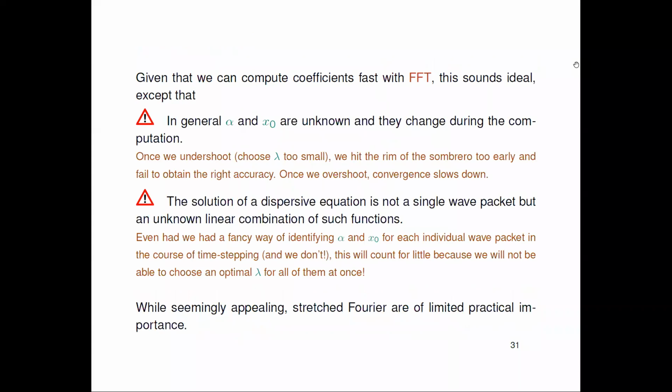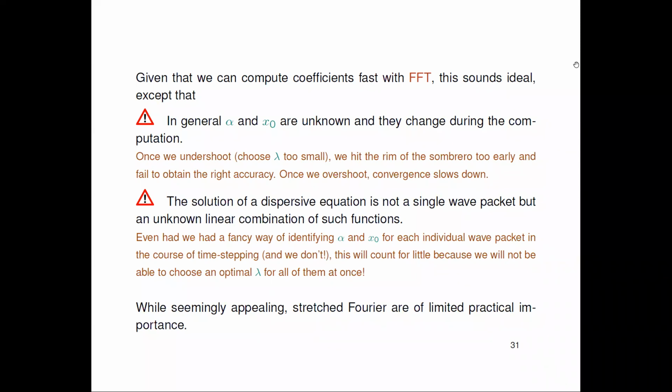but except that there are two problems. The first problem is that we don't know alpha, we don't know x0, we don't know omega, and they change during the computation. And once we undershoot, once we choose lambda too small, we hit the rim of the sombrero too early. Instead of having accuracy of 20 digits, we obtain accuracy only of 5 digits. If we are choosing it too large, we overshoot. We obtain too much accuracy, but it happens much, much slower.